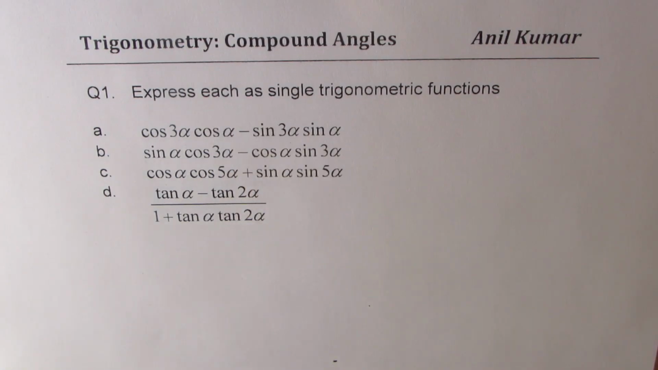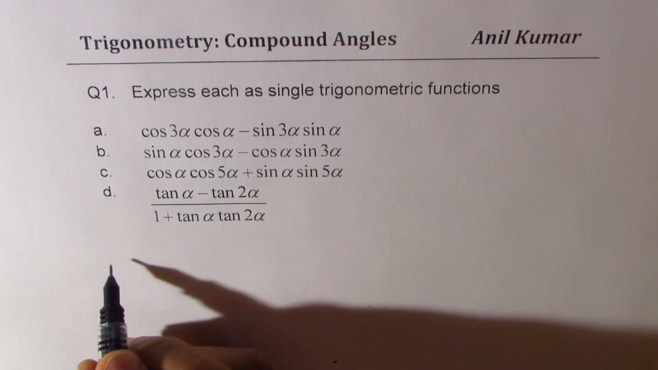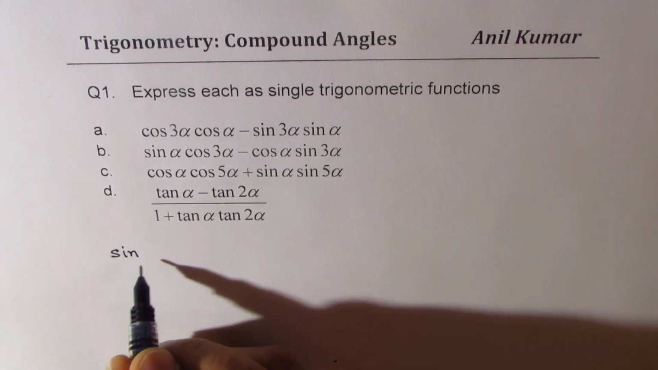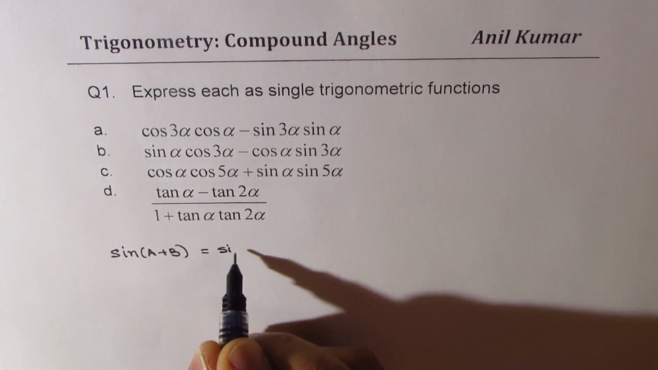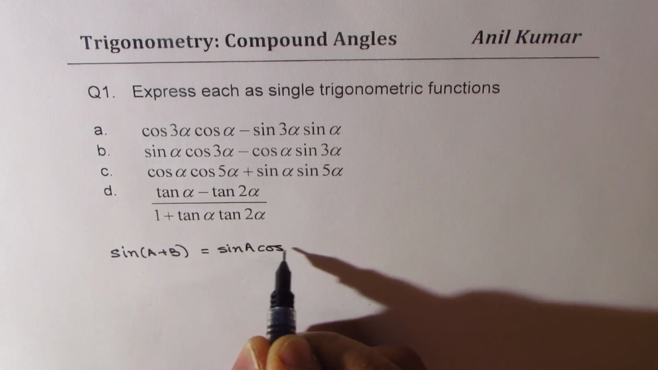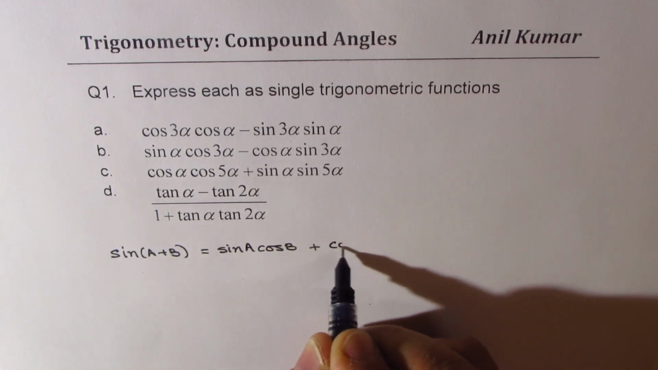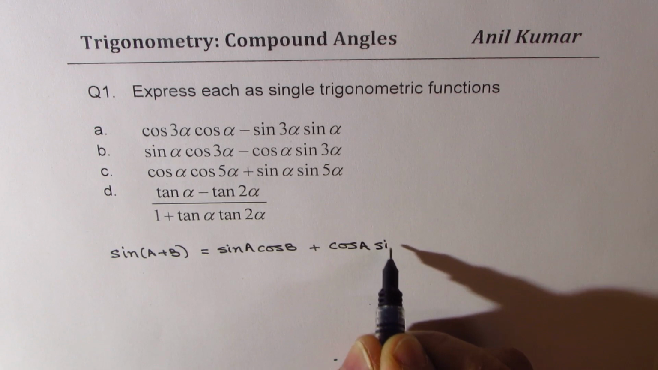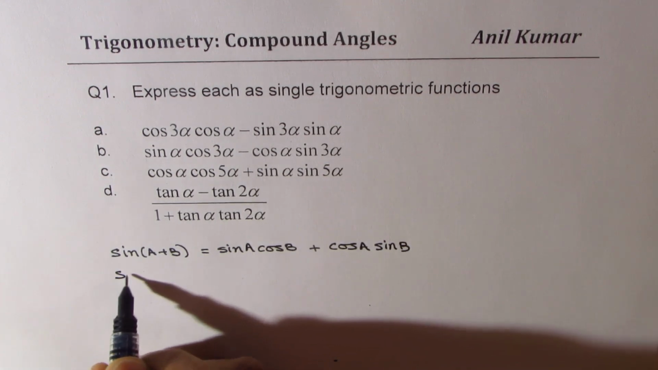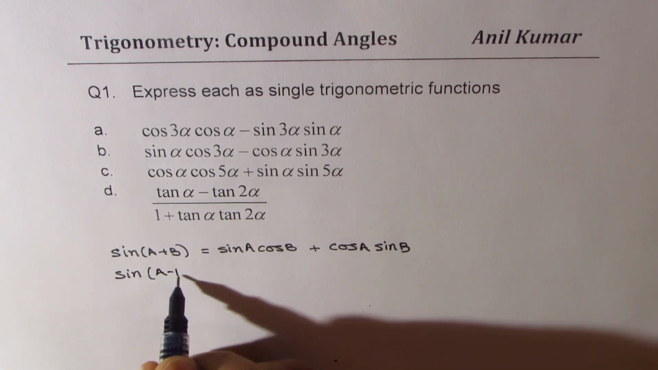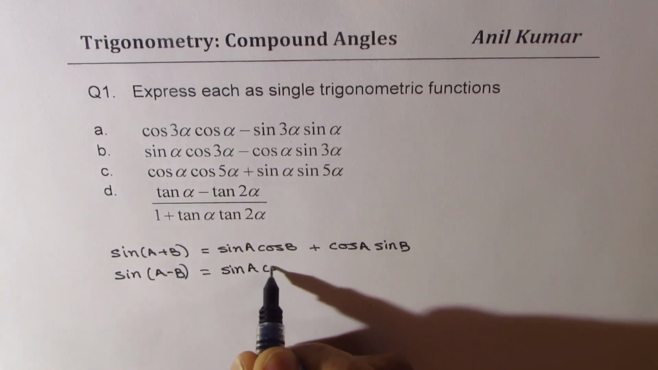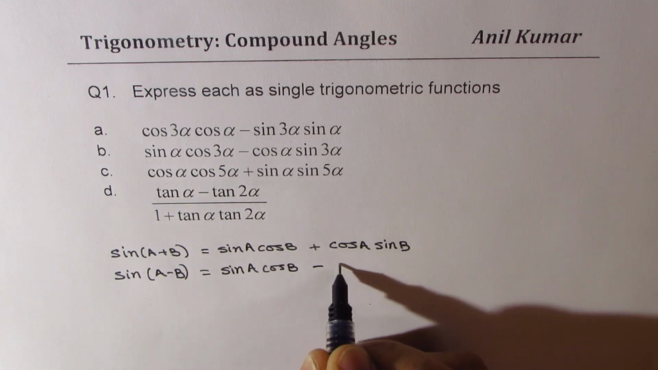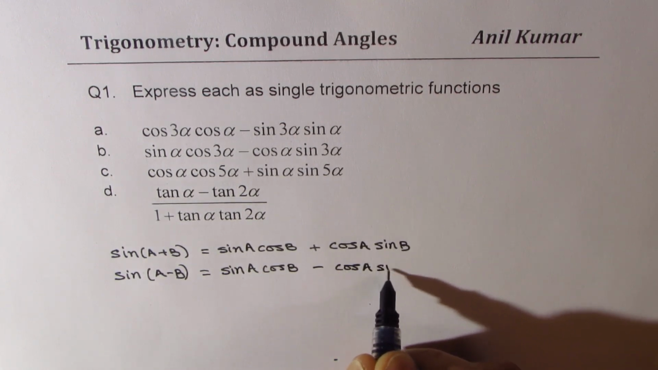Express each as single trigonometric function. We are given 4. And the formula to be used is very simple, which is sine A plus B is equal to sine A cos B plus cos A sine B. And if I have sine A minus B, in that case, the formula is sine A cos B minus cos A sine B.